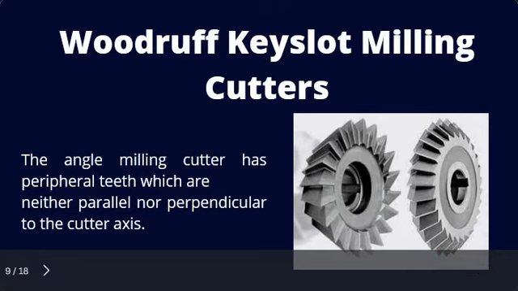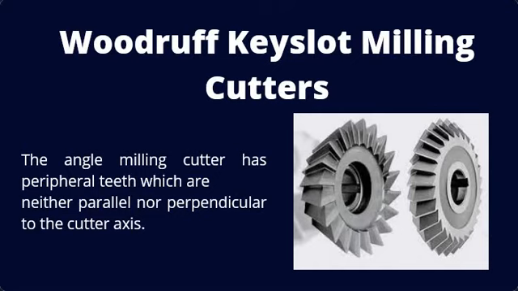The single angle cutter contains side cutting teeth on the flat side of the cutter, while the angle of the cutter edge is usually 30 degrees, 45 degrees, or 60 degrees, both right and left. Double angle cutters have included angles of 45, 60, and 90 degrees.